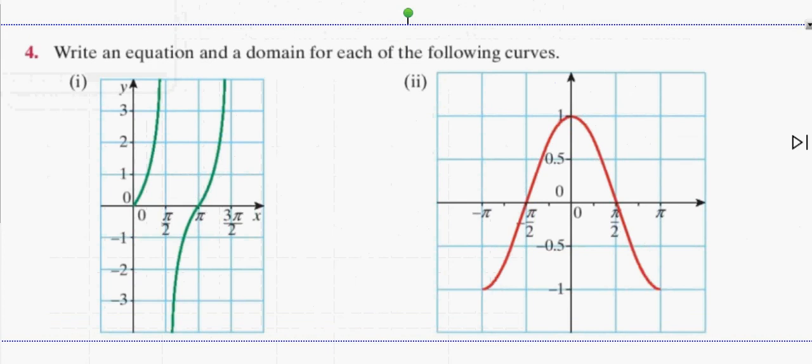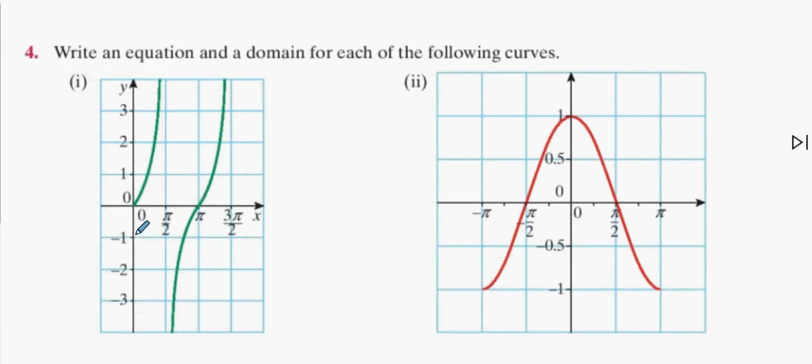The interesting thing to notice about tan. Once again, I'm just going to change these to degrees. Is that okay with you guys? 0, 90, what is it? 180 and 270. Does anybody know what tan is again?